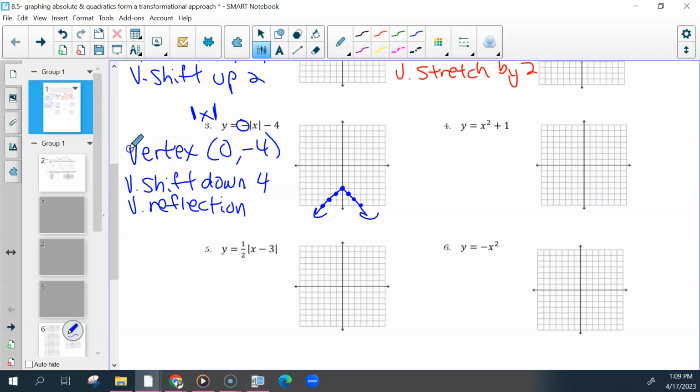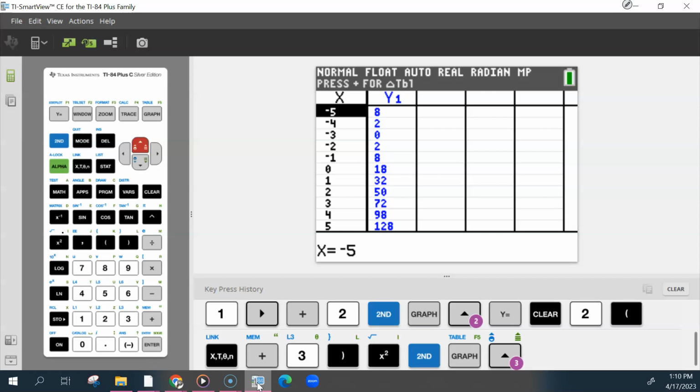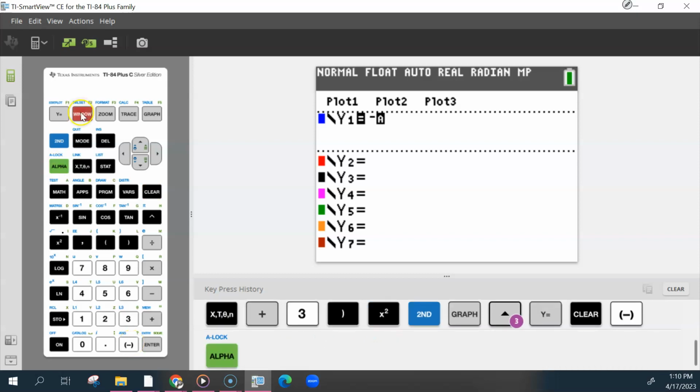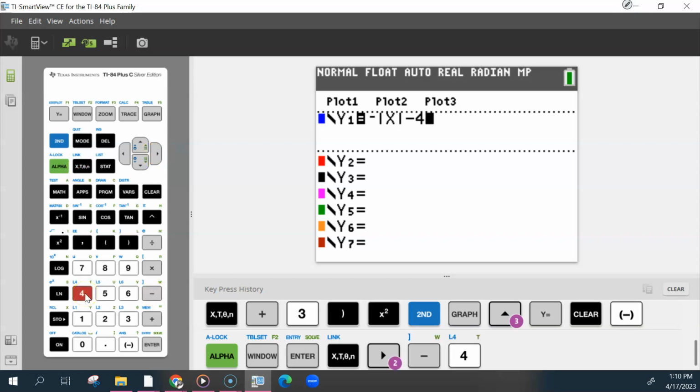Questions on how we graph that before we double check it in the calculator? So in your y equals, go ahead and clear this out, type in a negative, then alpha window, your absolute value, only x on the inside, and then minus 4. It's very important that you put in the correct symbols. And then look at your table, second graph.